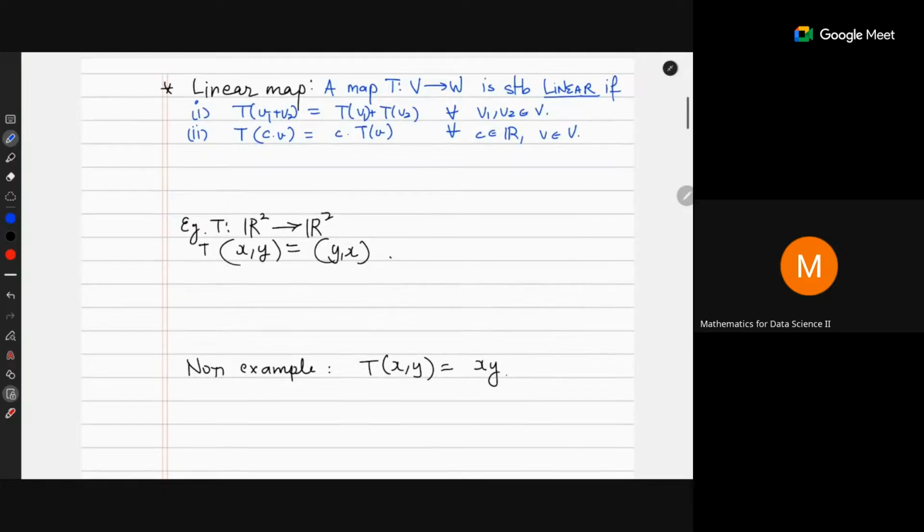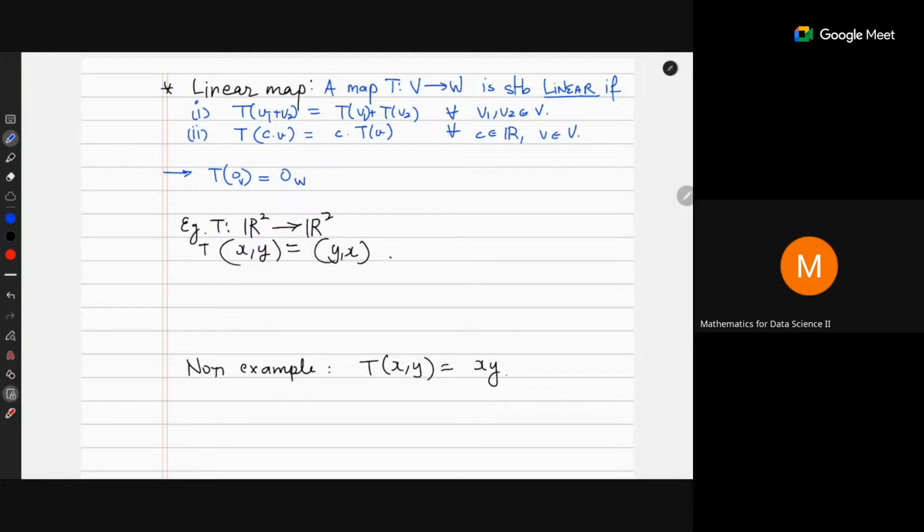All right. So some of the properties of a linear map that you can directly use to check whether it is a linear map or not. The first property is that if it is a linear map, it will map 0 of vector space V, which is the additive identity of V, to 0, which is the additive identity of vector space W.